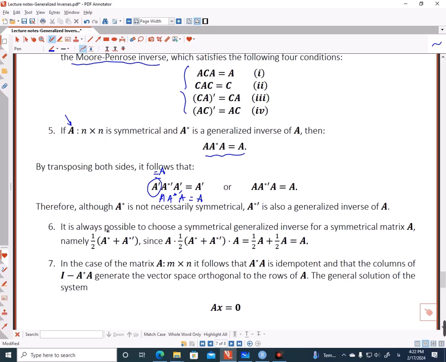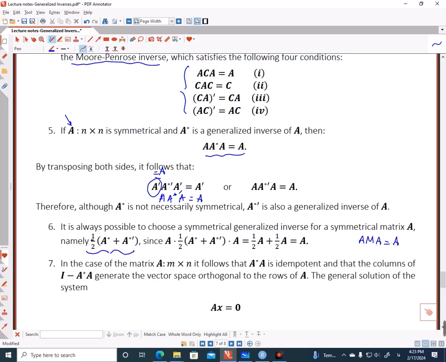Another one is this number 6. It is always possible to choose a symmetrical generalized inverse for a symmetrical matrix A, and you can easily obtain it by adding the transpose of a generalized inverse and making it half. And it is easy to see that it is a generalized inverse of A. Remember, once again, you will say a matrix M is a generalized inverse of A if AMA is equal to A. Now I want to say that this guy is the generalized inverse of A.